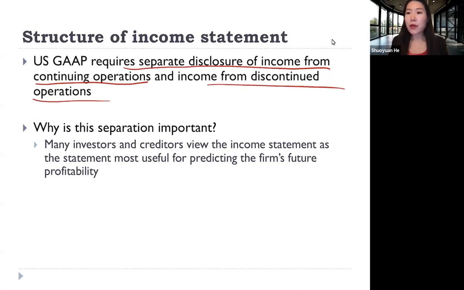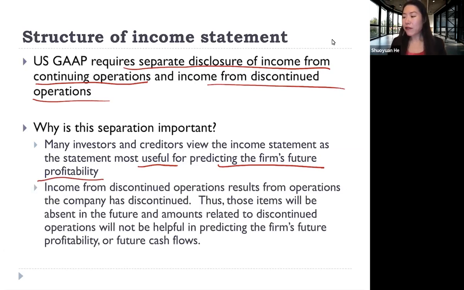As you may remember, when we talk about the conceptual framework, financial accounting information should be useful for investors. And one of the characteristics of useful information is predictive value. It should help investors to predict what will happen for the firm in the future, so it should be useful for predicting the firm's future profitability.